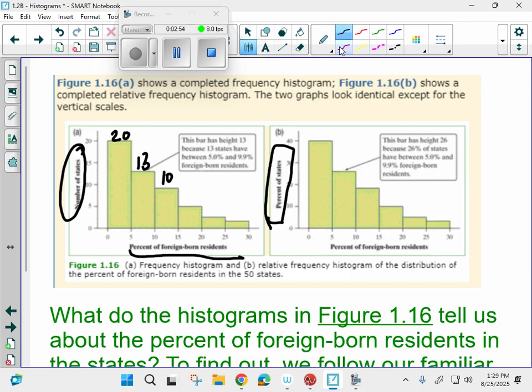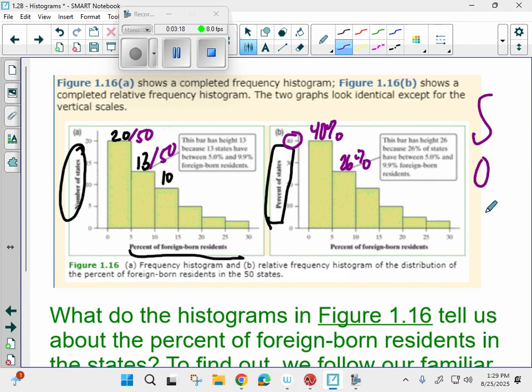In other words, there are 50 states. So 20 out of 50 is what percent? 40. All right, so this one would be 40% of the states have 0 to 5% foreign-born residents. All right, and this is 13 out of 50, what percent? So that's 26% of the states, okay? And then you're going to do cool things like SOCS, right, on these lovely histograms.